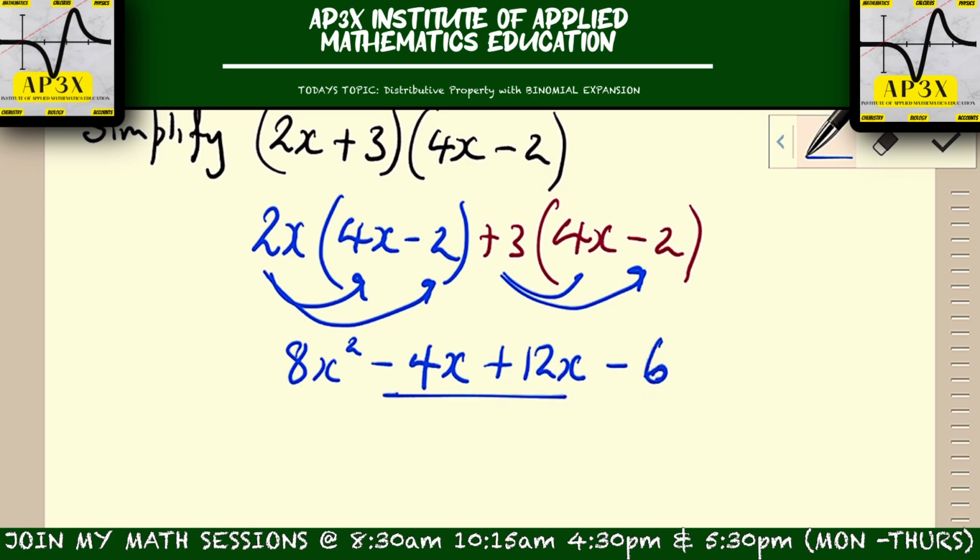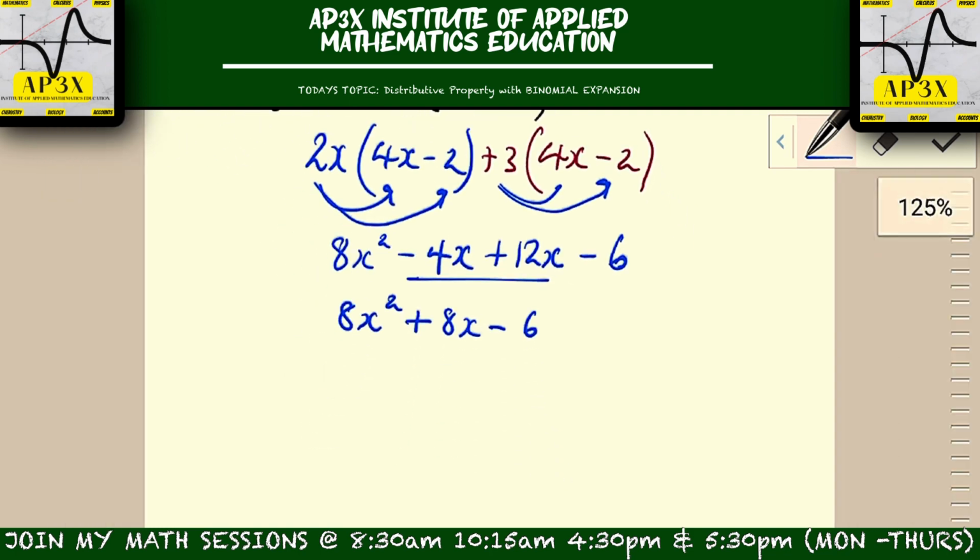So then we have the terms that are alike in the middle. So that's 8x squared plus 4x plus 12x, and you're going to still have 8 left, minus 6, right? And that is our simplified answer. This could actually go further by factorizing, say here 2, but for now this is our final answer here.